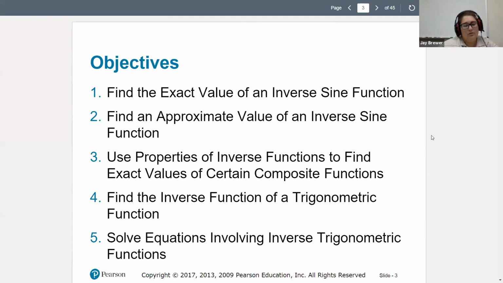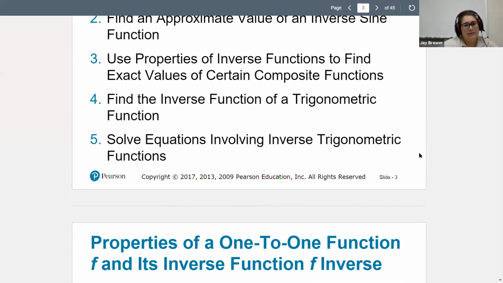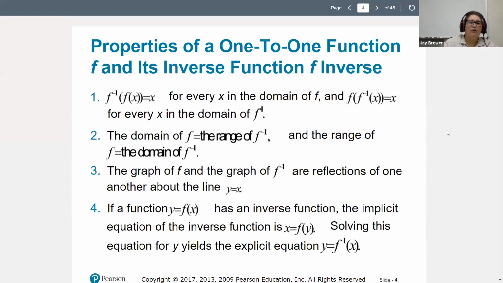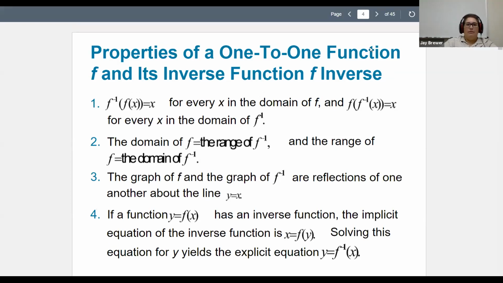We're going to use the calculator for ones that we don't have memorized. Honestly, you can use it for ones that you have memorized too if you want to be lazy. Okay, properties of one-to-one functions and its inverse function.